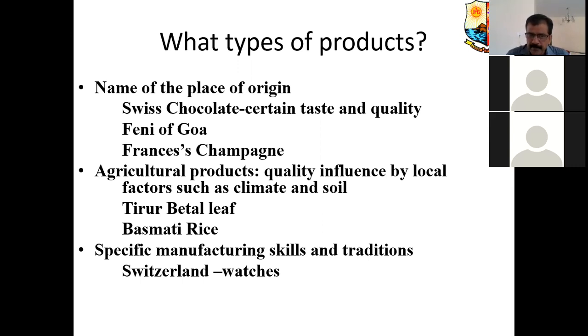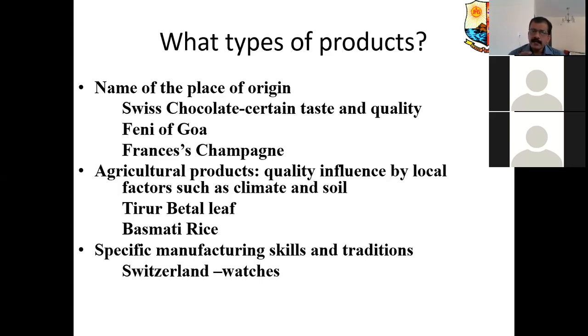Examples I wrote. See, Tirur betel leaf. Tirur is a place in Kerala that is very, very famous for betel leaf. A smallest product of agriculture, betel leaf. Basmati rice, I already told you. Basmati rice is given the tag. It is an agricultural product, and the name also represents the place.